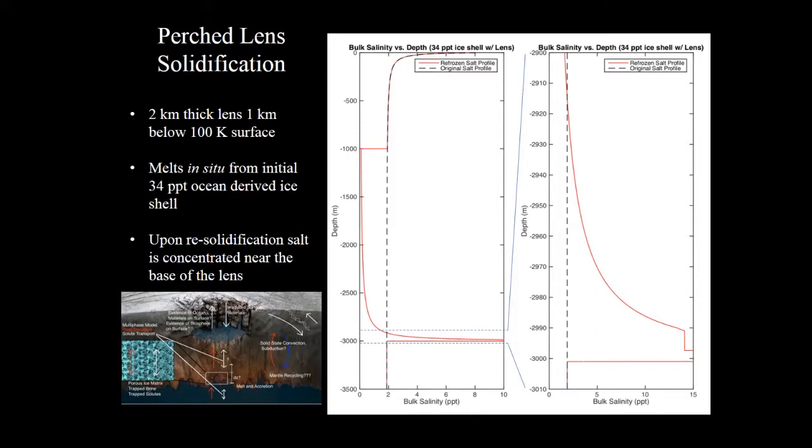So this is an interesting thing where if you melt water in situ in the lens and then start to re-solidify it, and it's not connected to the underlying ocean, it could be a very concentrating process where you can really localize salt within the shell, which is going to be important for things like water pockets.